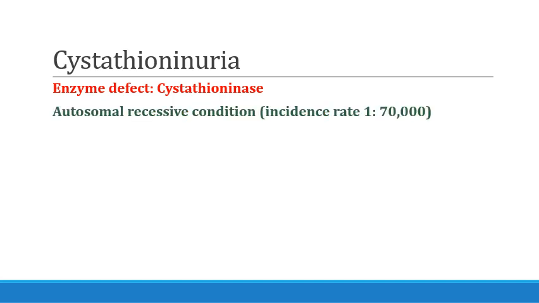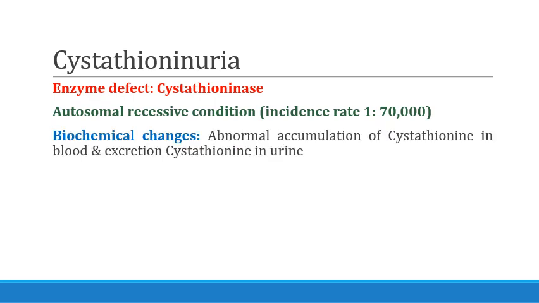Another metabolic defect of sulfur-containing amino acid metabolism is cystathioninuria. It is due to a defect in the enzyme cystathioninase. It's an autosomal recessive condition with an incidence rate of 1 in 70,000 live births. The biochemical change seen in cystathioninuria is abnormal accumulation of cystathionine in blood and hence its excretion in urine.